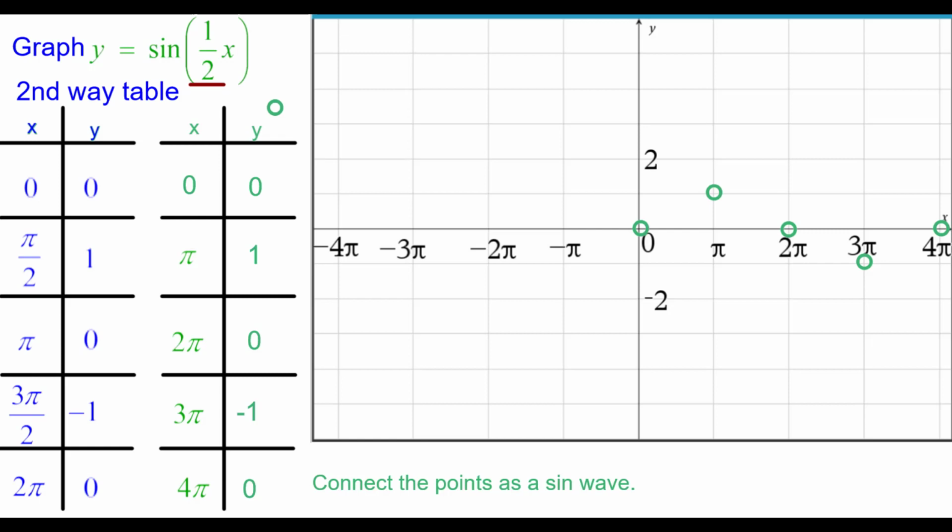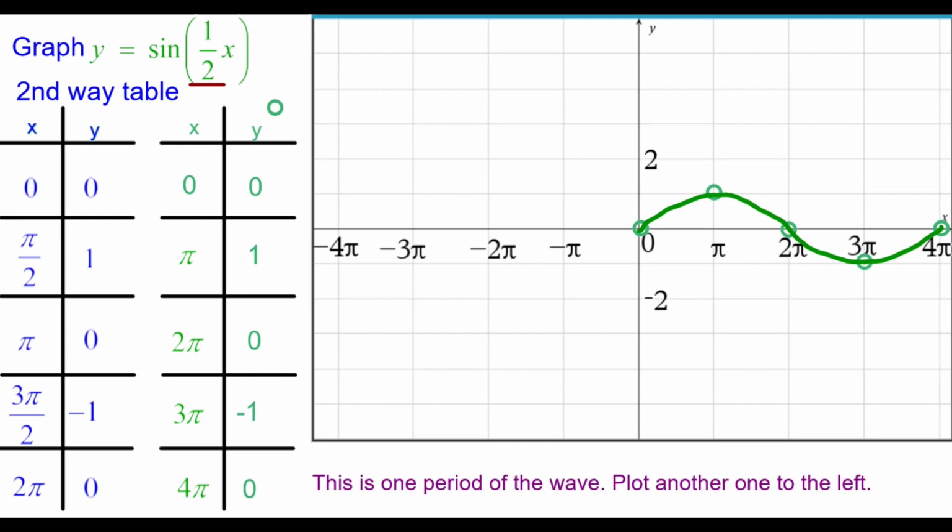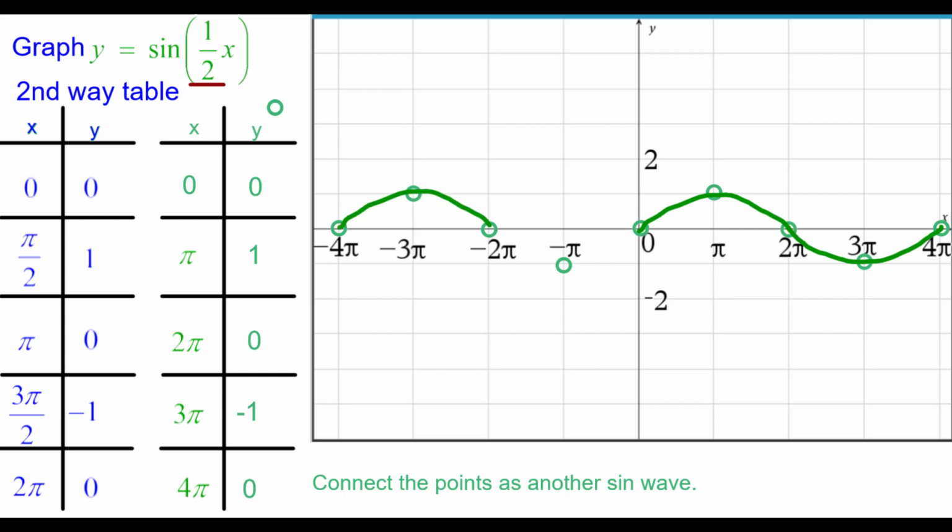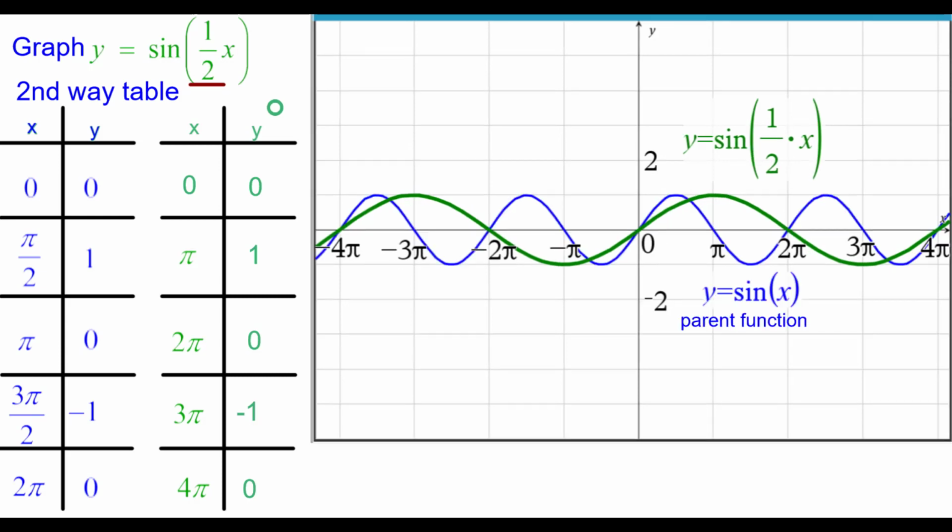Connect the points as a sine wave, concave down, and then concave up, with 2 pi being a point of inflection, where the curve changes concavity. This is one period of the wave. Plot another one to the left. So we'll go back 4 pi to the left from each of the points of interest. And then connect the points as another sine wave. Concave down, concave up. And compare it to the sine function, the parent function.